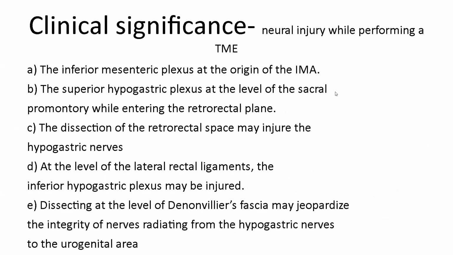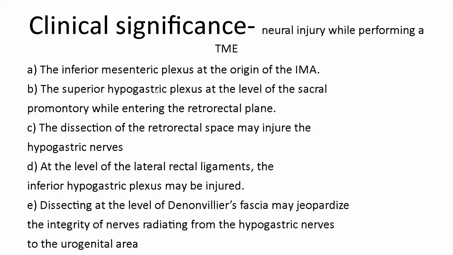Now, there are many clinical significances of this nervous configuration. There can be neural injury while performing a TME. There are 5 different types of injuries that can be seen. One is, like I already told, injury at the inferior mesenteric artery when we are ligating close to the origin. There can be an inferior mesenteric plexus problem, and this can lead to bowel dysfunction.